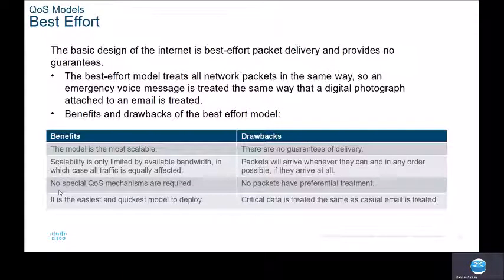Okay, so the basic design of the internet is best effort packet delivery and provides no guarantees. The best effort model treats all network packets in the same way. So an emergency voice message is treated the same way as a digital photograph attached to an email. Benefits and drawbacks of the best effort model, of course: it's the most scalable one because there's very little effort put into it. Scalability is only limited by available bandwidth, in which case all traffic is equally affected. No special QoS mechanisms are required. It is the easiest and quickest model to deploy.